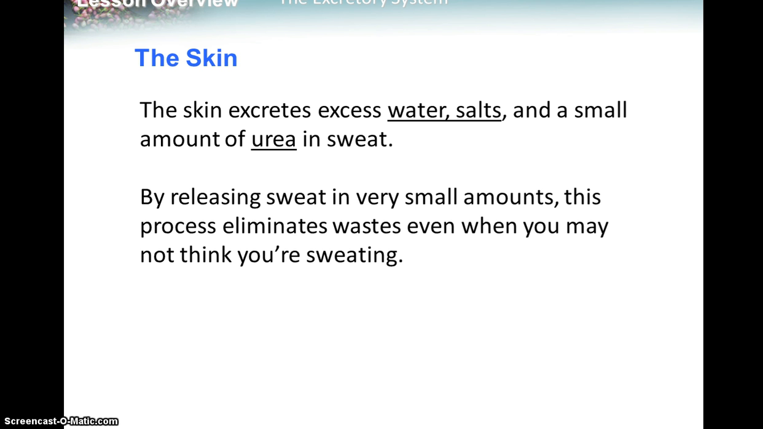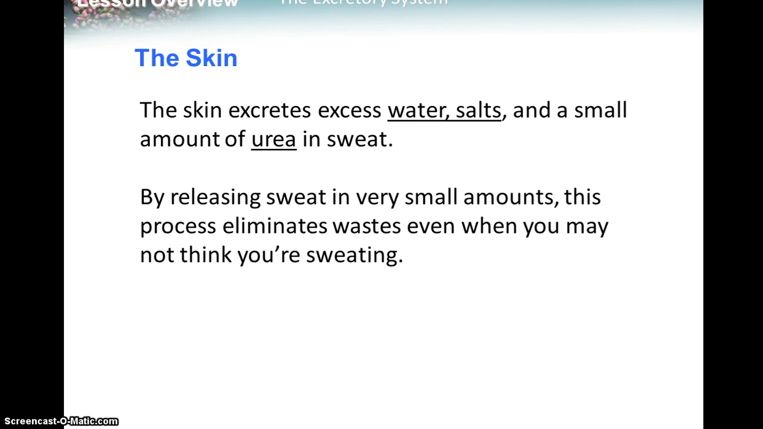Now you don't need to write down every word that's on this slide. You want to learn as a note taker to figure out what's the shortest number of words I can write to understand what was said and understand it later. So your skin basically excretes excess water, salts, and a little bit of urea. And we'll talk about what urea is in a second.